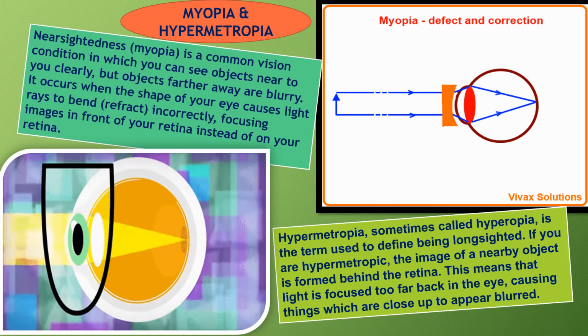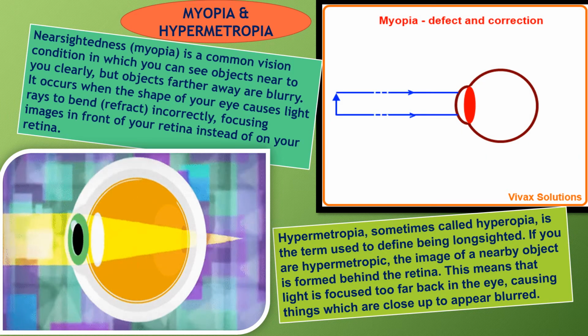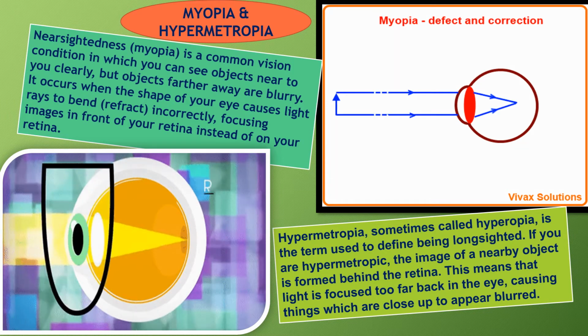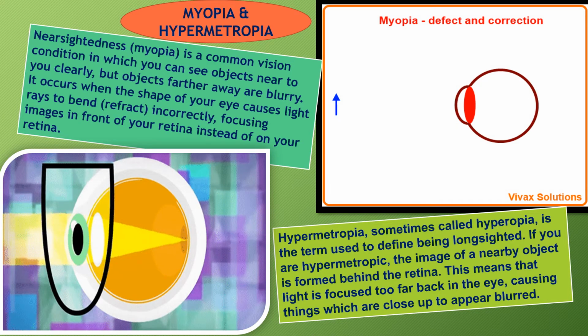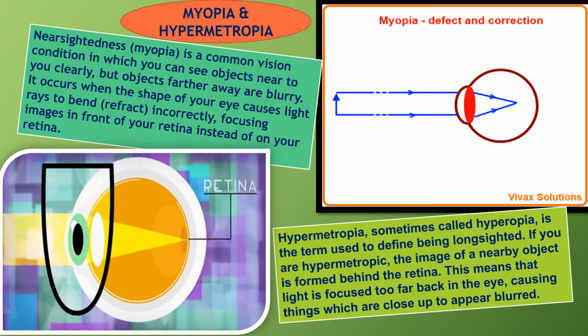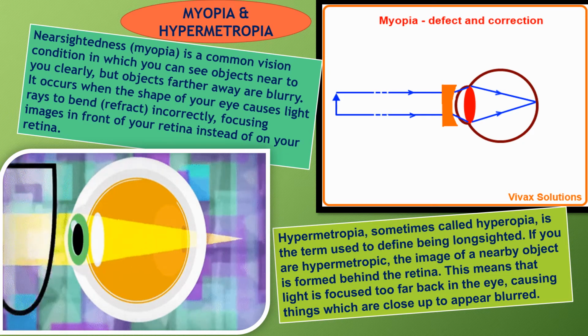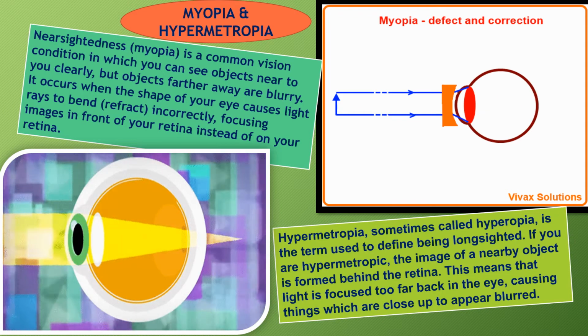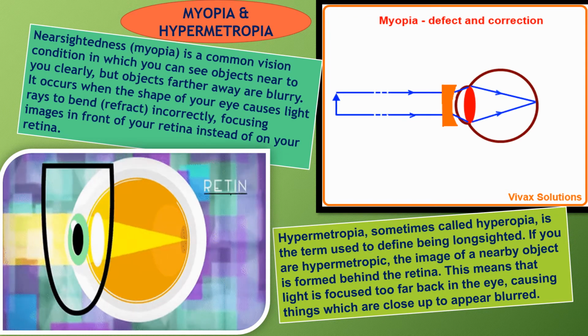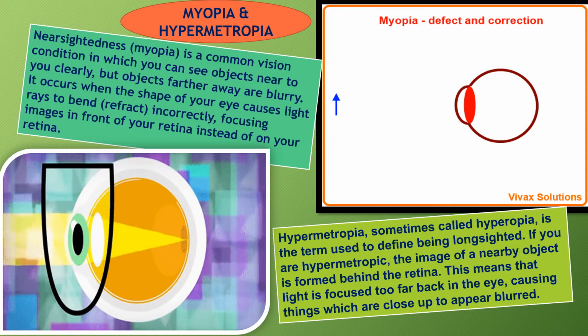Now the next one is hypermetropia, sometimes called hyperopia, the term used to define being long-sighted. If you are hypermetropic, the image of a nearby object is formed behind the retina. This means that light is focused too far back in the eye, causing things which are close up to appear blurred. You can see the diagram. In the diagram, it has been clearly shown that the image is forming beyond the retina, but after using a lens, the image is forming on the retina. So this defect is called hypermetropia.